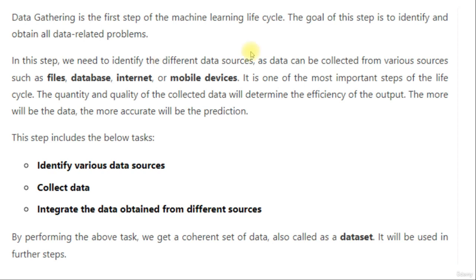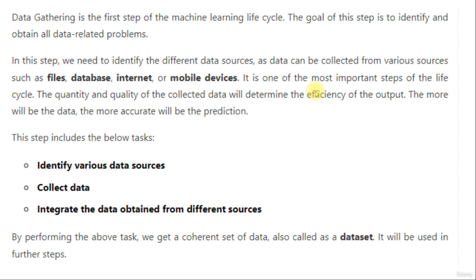Data gathering is the first step of the machine learning lifecycle. The goal of this step is to identify and obtain all data related to the problem. In this step, we need to identify the different data sources, as data can be collected from various sources such as files, database, internet, or mobile devices. So you can either have a ready-made CSV file, or you will be extracting data from a database, or you will be scraping data from the web. So these are different sources of the data.